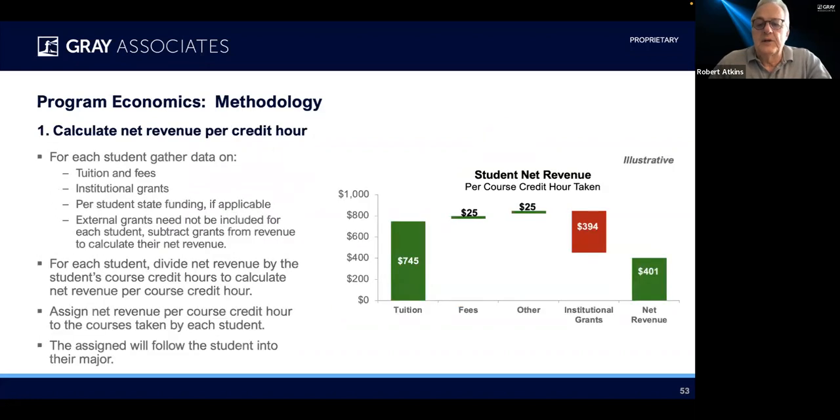How do you do that? You start at the student level. And for each individual student, you need to know how much they paid, what additional fees they may have paid beyond tuition. Oftentimes there's a little bit of other revenue. And then you subtract out of that any money that you've given them in scholarships that are not funded out of dedicated scholarship funds from your endowment. And you subtract that out. So now I've got a net revenue for each student.